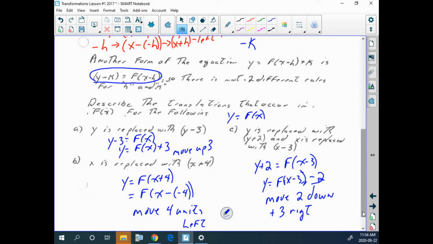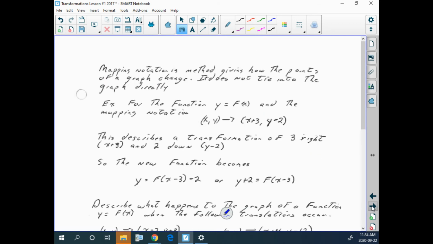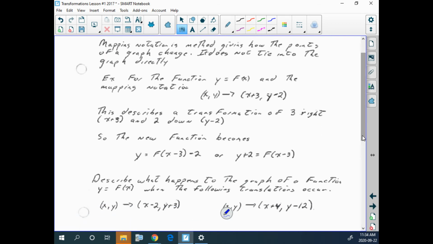Where the function is here. The mapping notation is another form of this, but it's kind of opposite of what we were saying there. This is what is happening to the value of x. Okay, so here we have f of x, and we have the mapping notation x comma y. So some point x, some point y becomes the value of x plus 3 and the value of y minus 2. Okay.